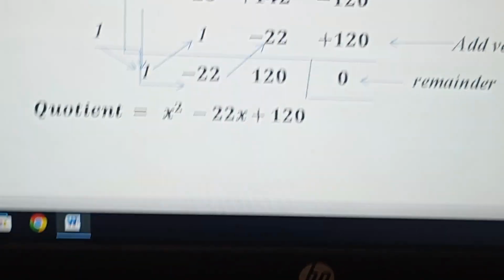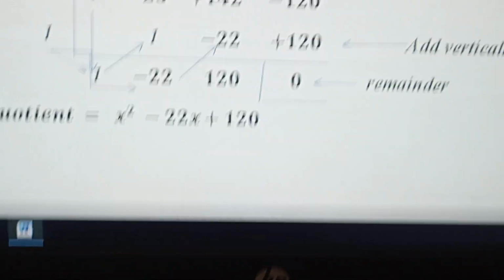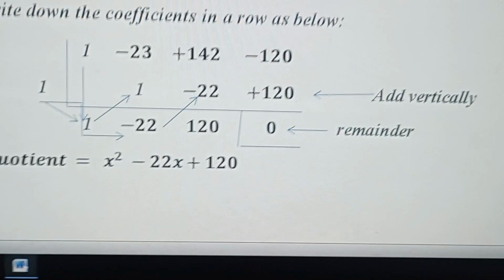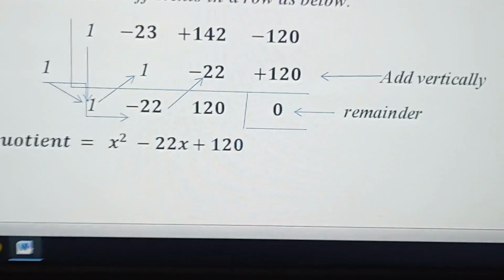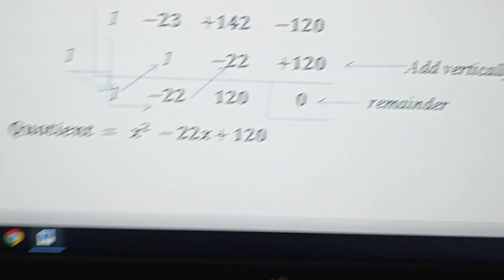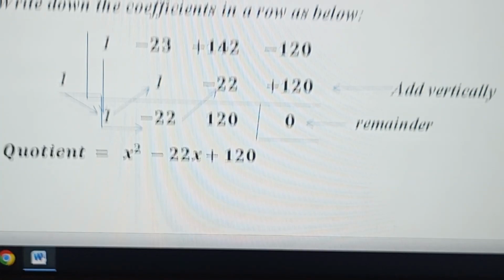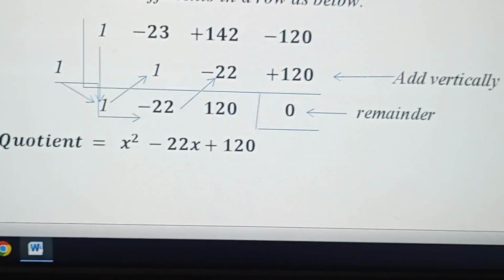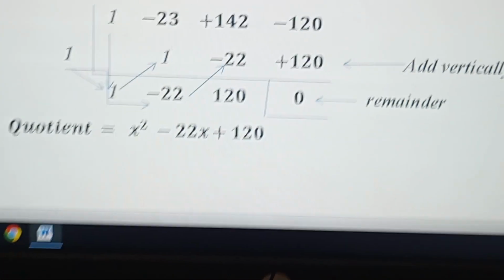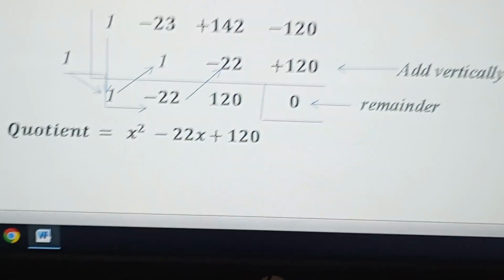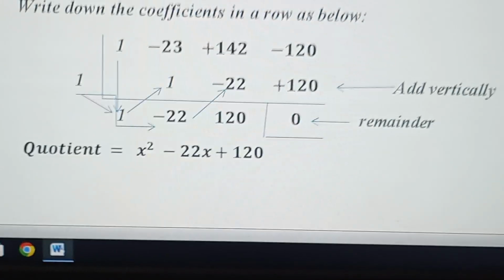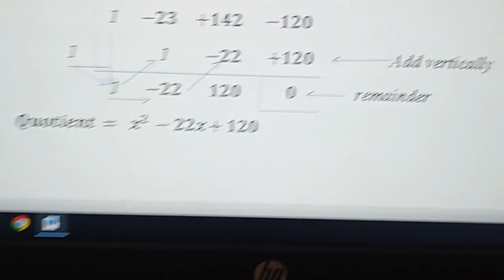Multiply again the 1 by the minus 22 and get that minus 22 over there. Then again we have the addition of 142 plus minus 22. There you are, you get 120 positive. Multiply 1 and 120, you will get plus 120. When you add, it will get cancelled with minus 120. You will get a 0 there. Remainder is 0, of course, because we already know that x minus 1 is a factor. 1 is a 0 of this polynomial.